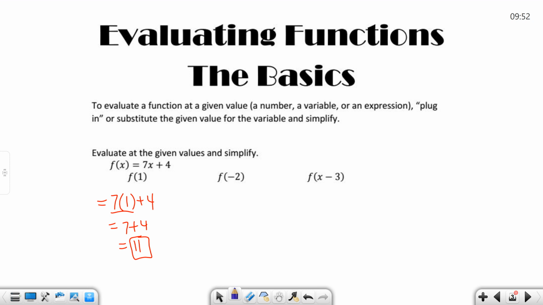All right, and then we have f of negative 2. So this is going to be 7 times negative 2 plus 4. And 7 times negative 2 is negative 14, plus 4. We're going to do that first, order of operations. Negative 14 plus 4 is negative 10.